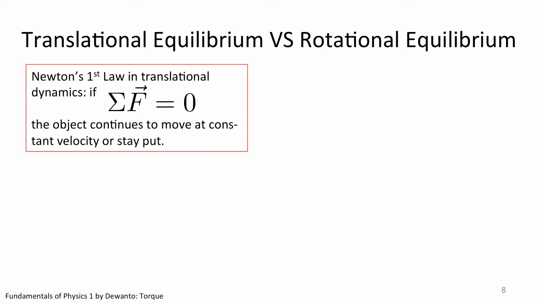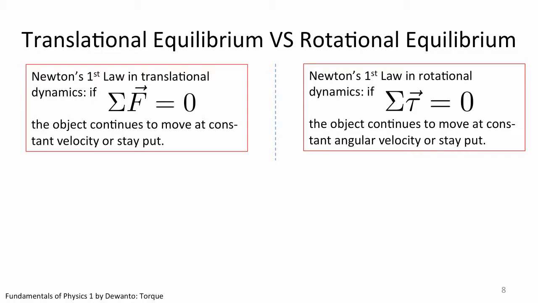In light of our newly learned concept of torque, we can now say that for an object to be in rotational or angular equilibrium, the net torque acting on the object has to be 0 as well. In that situation, the object will either continue to move at constant angular velocity, remember we discussed angular velocity in lecture 4.5, or stay put as far as rotational or angular motion is concerned. You can think of the second equation as Newton's first law in rotational dynamics.